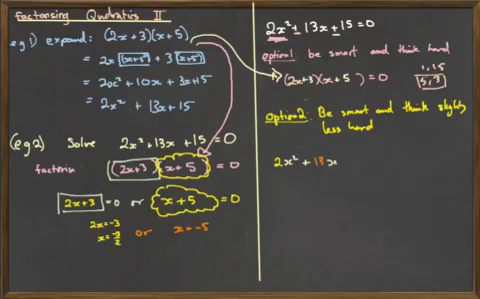I'll write it down again, the question. We're going to factorise 2x squared plus 13x plus 15.